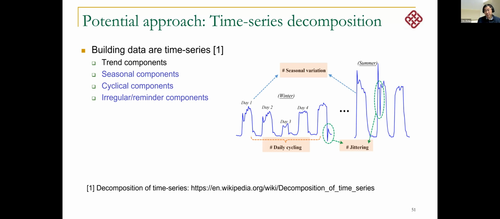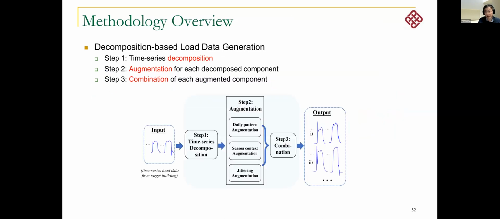So we analyzed a large number of building data, and we see that in building data, there are seasonal component, cyclic component, and non-random noise. So our methodology is first to decompose, and then augment for each component, and then do a combination, right?